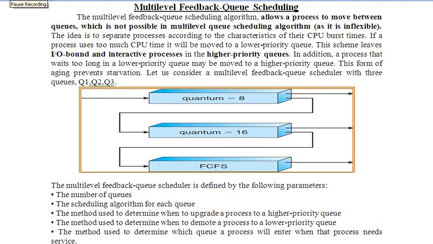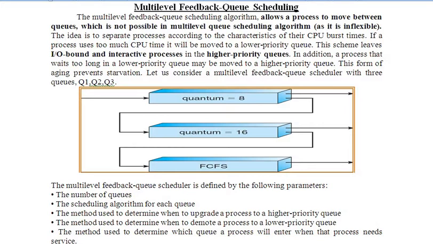Dear students, today we will see the multi-level feedback queue scheduling algorithm. In the previous class we have seen the multi-level queue scheduling algorithm. This multi-level feedback queue scheduling algorithm is a variant of the multi-level queue scheduling algorithm. The difference between these two algorithms is that in this case, processes are allowed to move between the queues, which was not possible in the multi-level queue scheduling algorithm. This is the basic difference between these two.